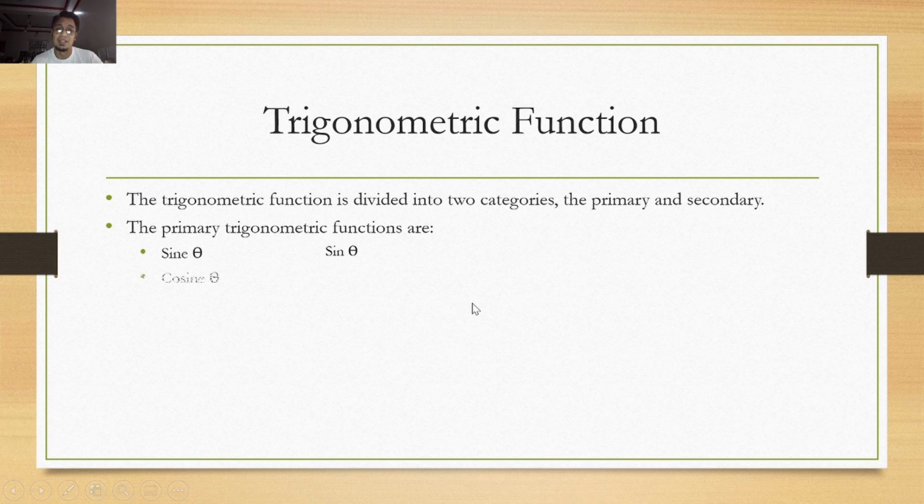So, ito po yung mangyayari. The second one will be cosine theta. Ang makikita natin, cos theta. Next one will be tangent theta. Ang makikita natin, tan theta. These three are called the primary trigonometric functions.